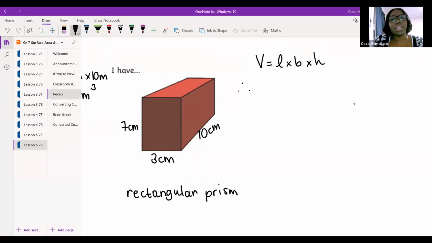I want you guys, please calculate for the volume of this shape and pop your answer in the chat. Okay, everyone, you've got 1 minute.